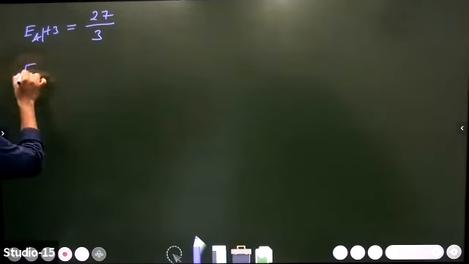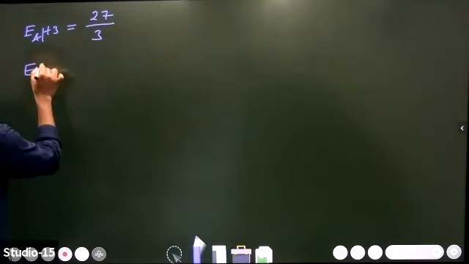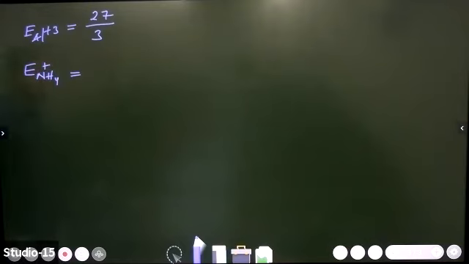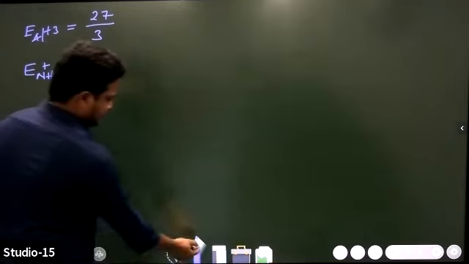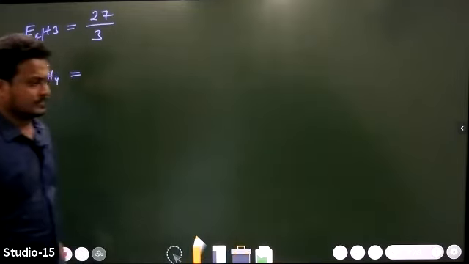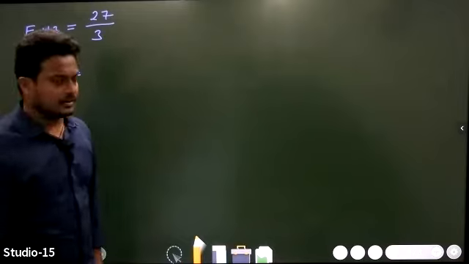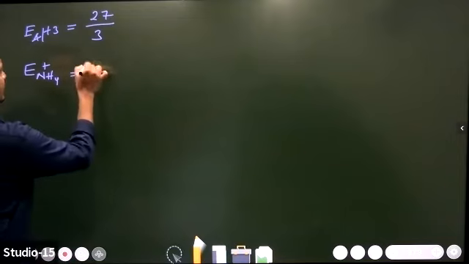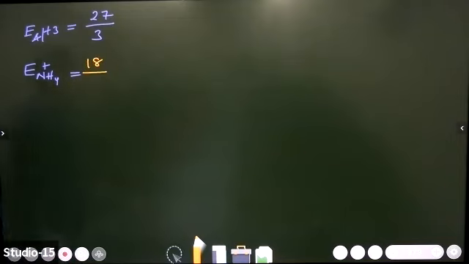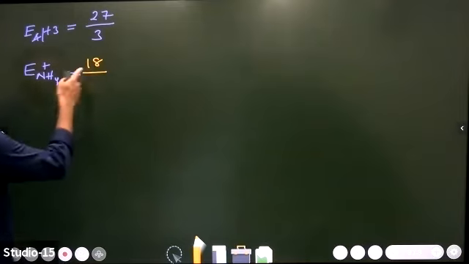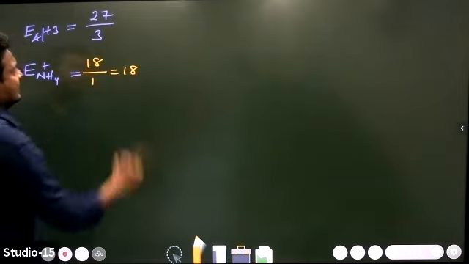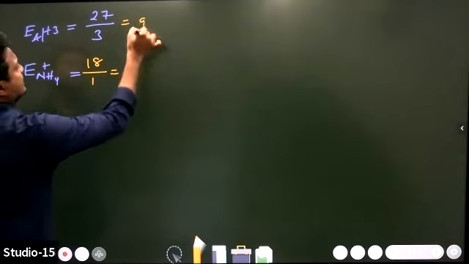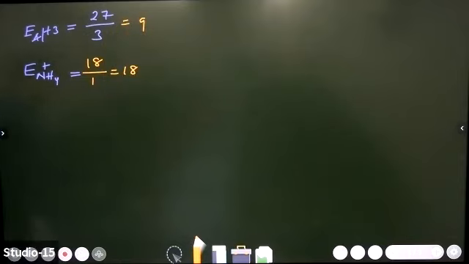Now, can you tell me what is the equivalent weight of ammonium ion, NH4 plus? Calculate molecular weight of NH4 plus. Nitrogen atomic weight 14 plus 4 hydrogens. Each hydrogen has atomic mass which is equal to 1. So 14 plus 4, 18. 18 by charge on the ammonium ion, 1. 18 by 1 is equal to 18. Right?